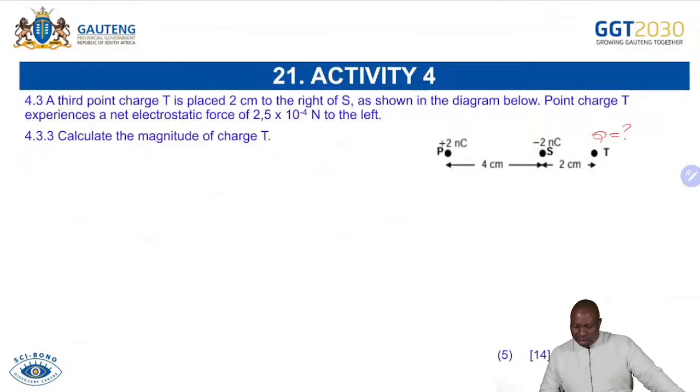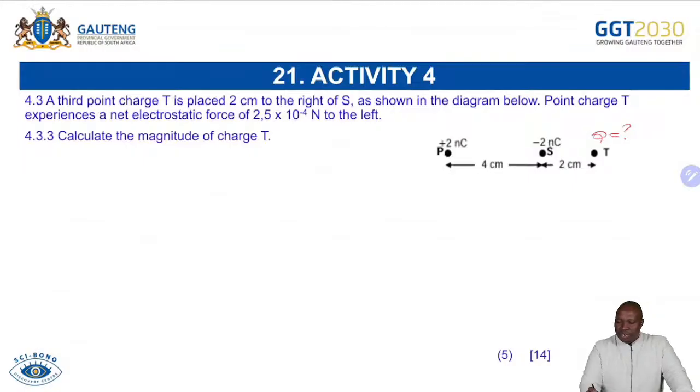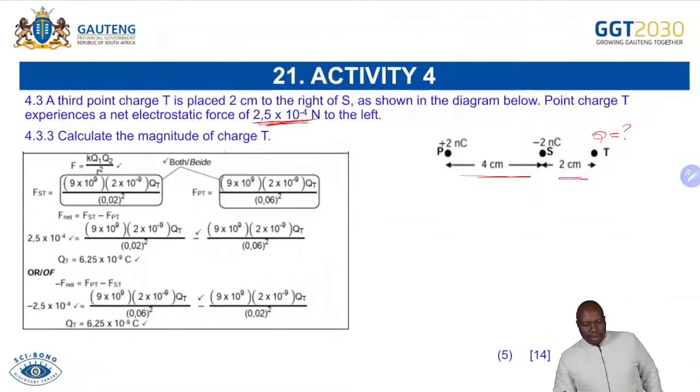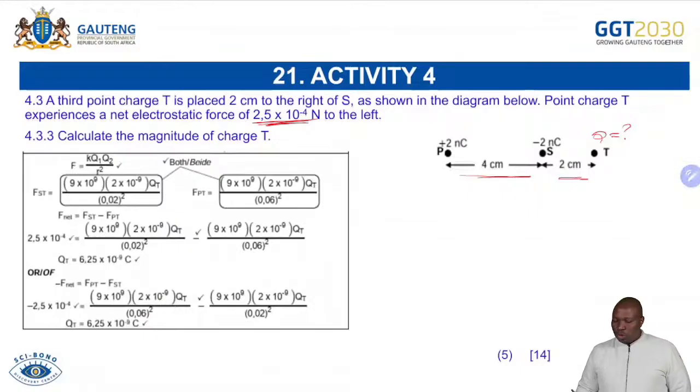So you are spoiled for choice. The first option, definitely, you can use the F net, which is the sum of the force here and the sum of the force there. Then you are able to calculate Q there, which is something that we have done before. And with no wasting of time, you can simply do it like that and do your substitution. So you calculated the force between P and S, and you calculated the force there as T. The first force is between S and T, which is this one. The second force is between P and T.